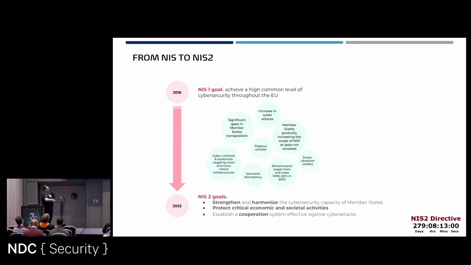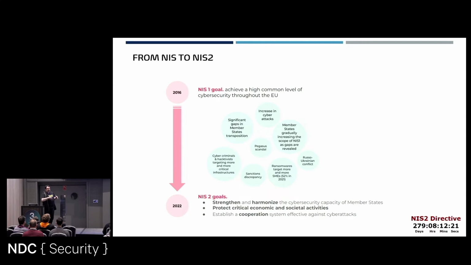Now, ransomware has grown a lot, especially over the years of the pandemic. We saw a lot of critical infrastructures being targeted more and more by hacktivists and cyber criminals. And as time passed, member states started seeing, if you will, the gaps between what NIS was supposed to have done and what it ended up doing. So that's when the discussions about, hey, let's do an update on this thing came along. And that happened back in 2020.